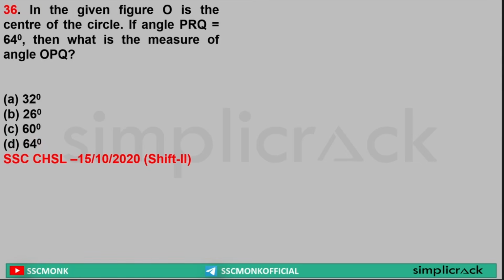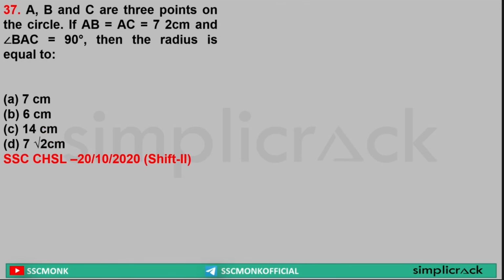In the given figure, O is the center of the circle. If angle PRQ is 64 degree, what is the measure of? Okay, there is no figure over here. Next. A, B, C are 3 points on the circle. AB is equal to AC is equal to 7.2 centimeter or what?